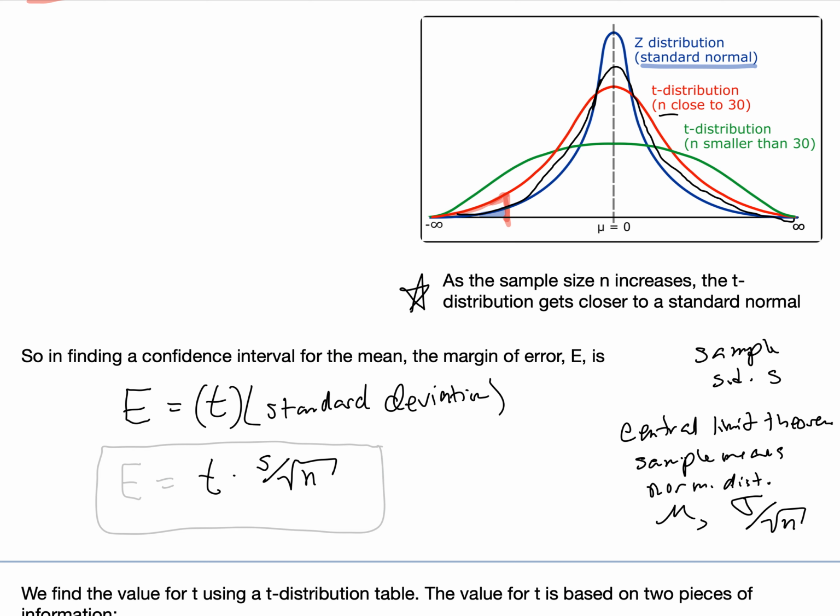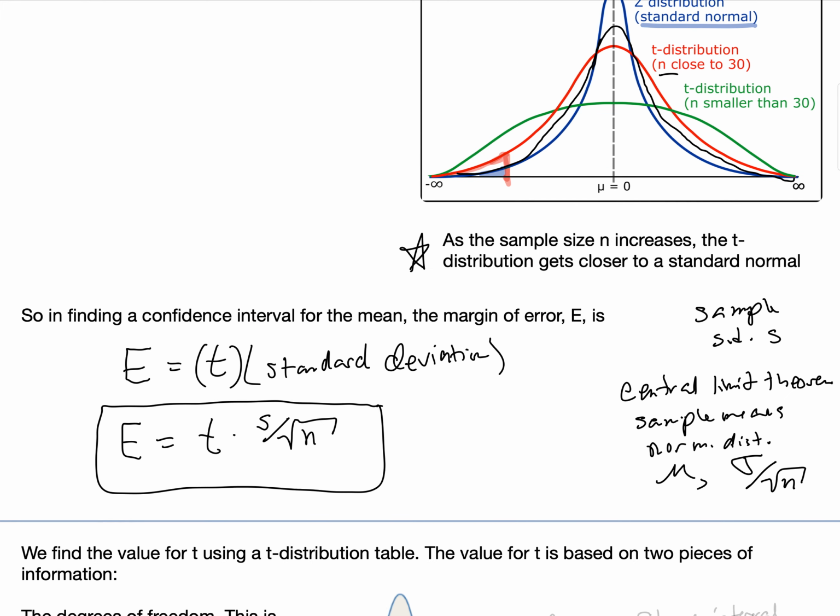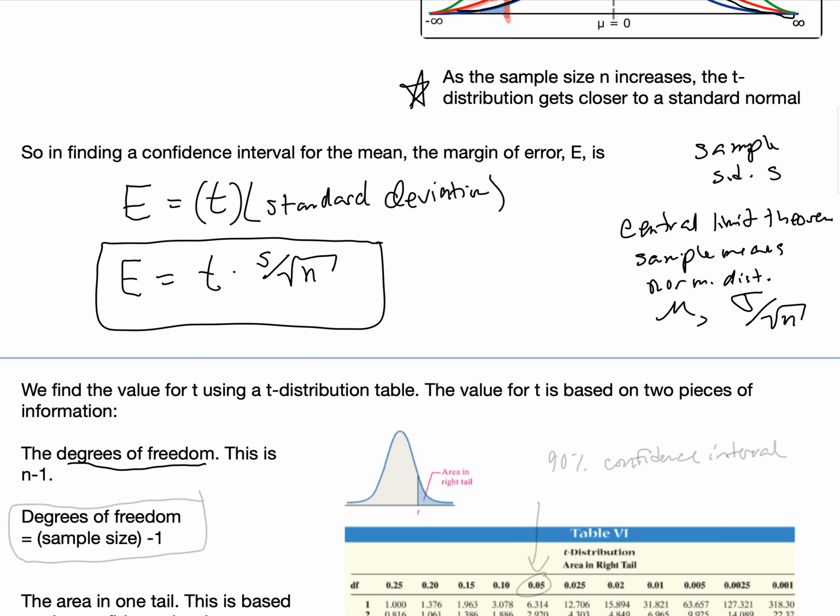As the sample size increases, the distribution of the sample means gets closer and closer together, packed in closer to the real mean, because we're taking a sample and taking its whole average, and it's unlikely that those sample means will vary as much as individual data values. So E, the margin of error, is going to be t times S, the standard deviation for the sample, divided by the square root of the sample size. And again, that's based on the central limit theorem.